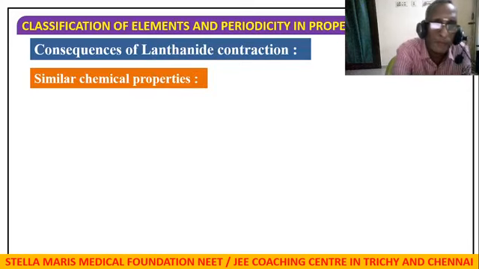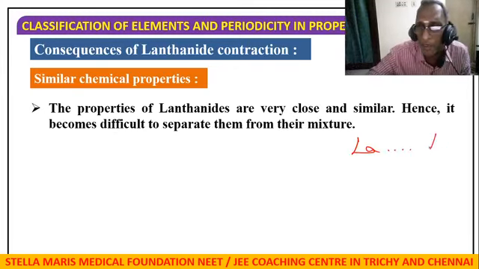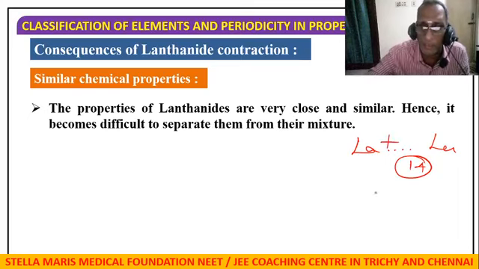Why does lanthanide contraction have to be studied? Particularly, what are the consequences of lanthanide contraction? Lanthanides are very close and similar. We have seen lanthanum to lutetium in the periodic table, 14 elements are there. It becomes difficult to separate them from the mixture. If there is a mixture of lanthanum with any of these elements, it is very difficult to separate.